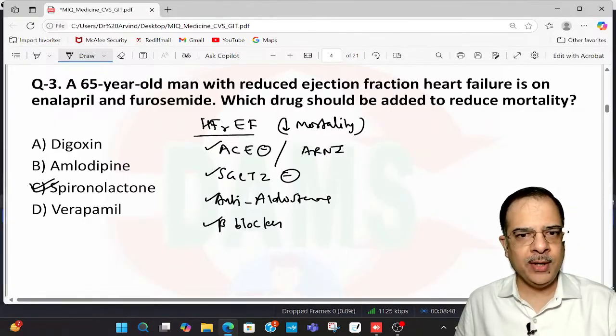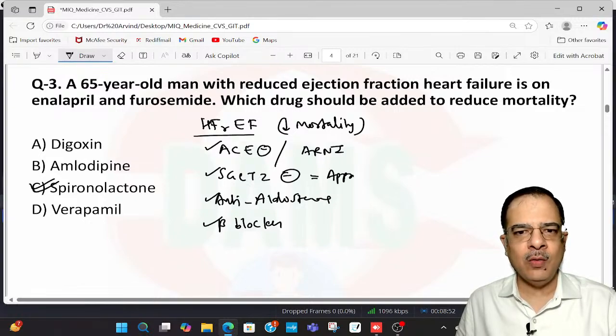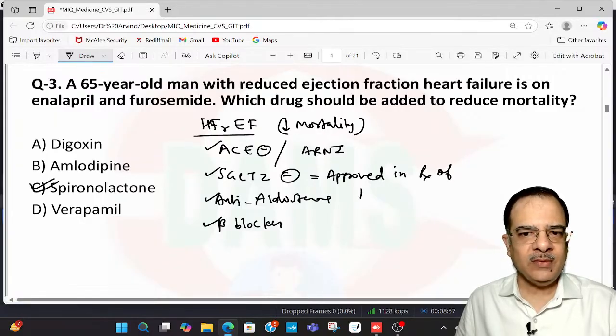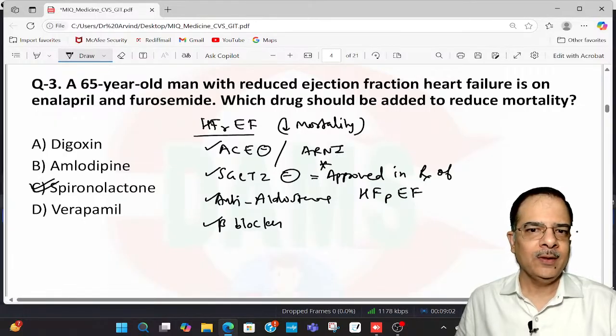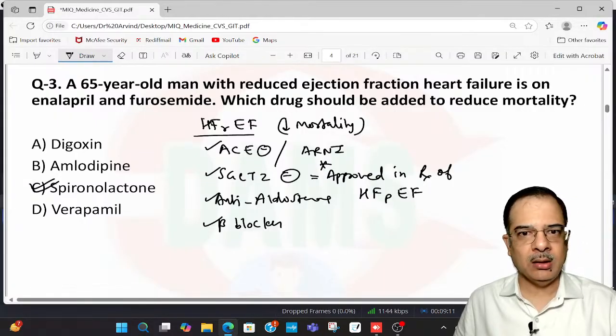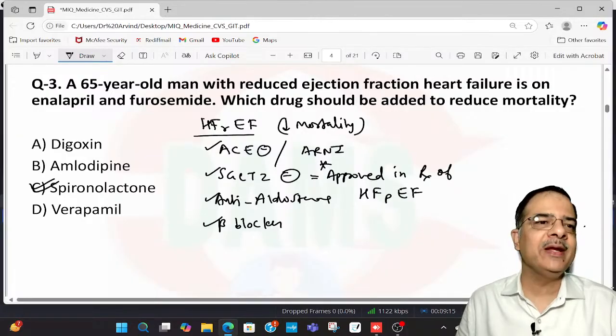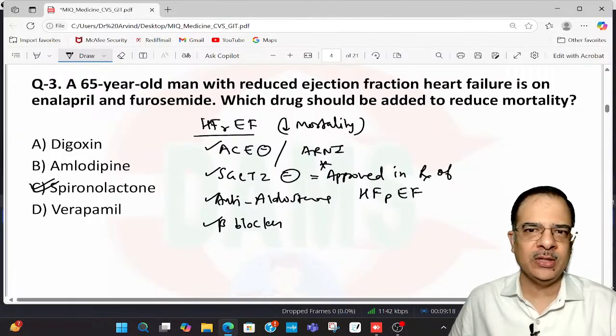And one more important point you should note: SGLT inhibitors are now approved in the treatment of heart failure with preserved ejection fraction. So this portion, that is the pharmacology of heart failure, is a very important topic. Usually one question comes from this section. Now question number 4.